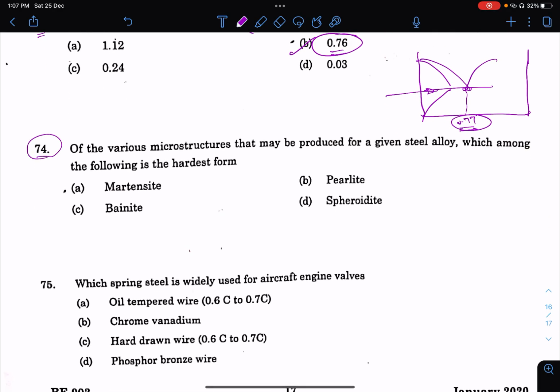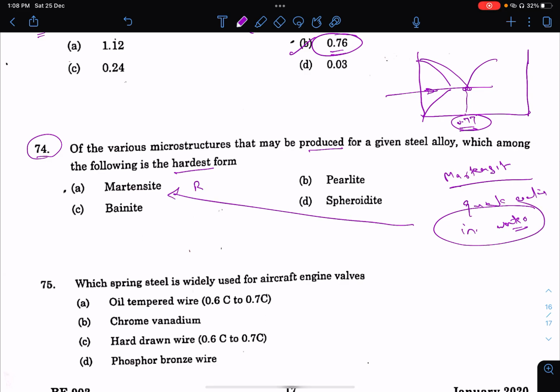Question number 74. Among the various microstructures that may be produced for a given steel alloy, which one of the following is the hardest form? Since we know martensite is formed with quick cooling in water, this phase is very hard and brittle also. So its answer is martensite.